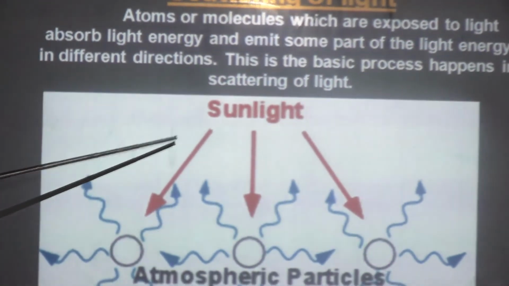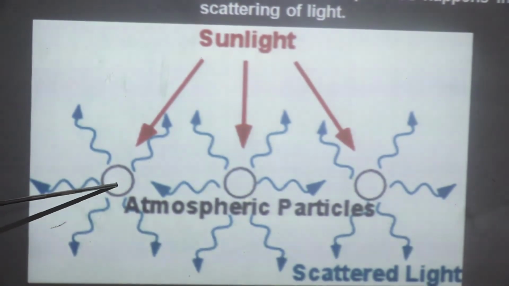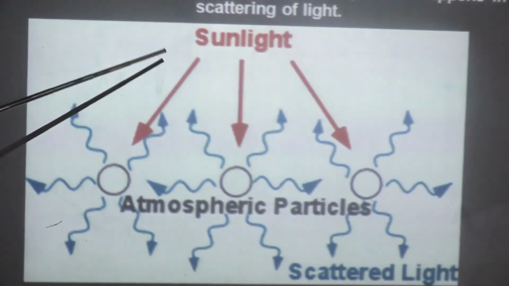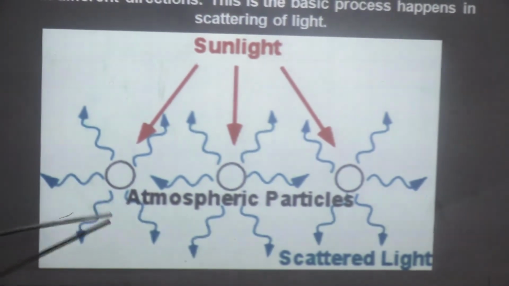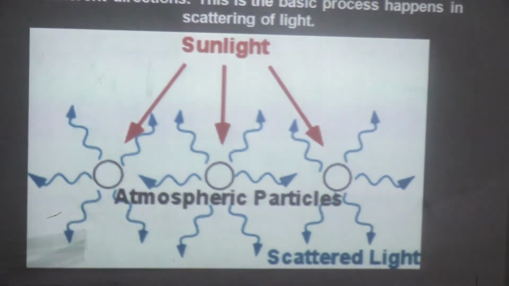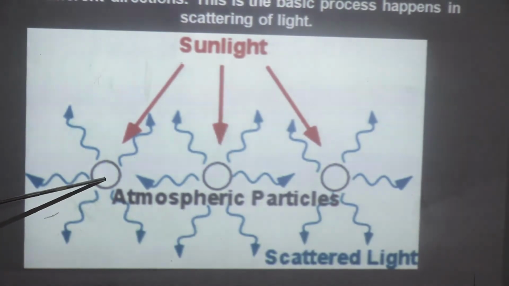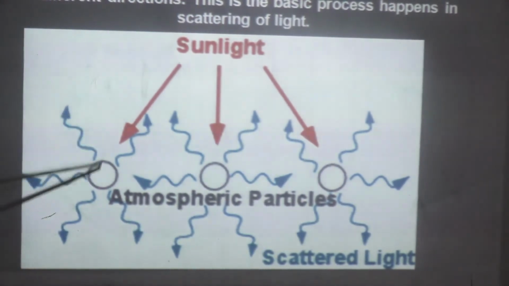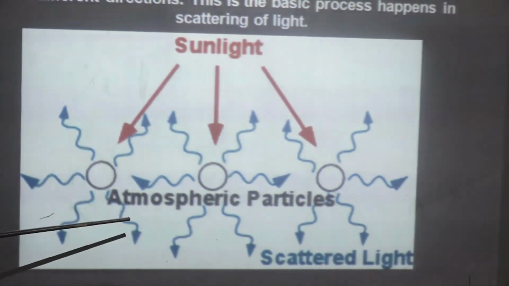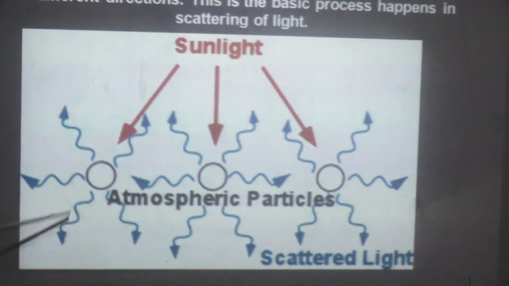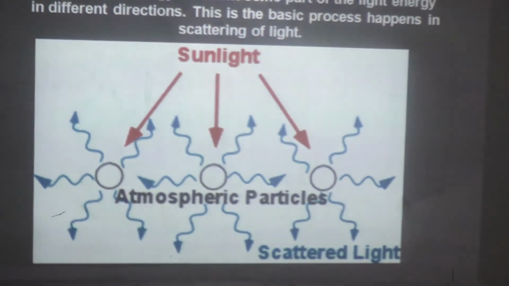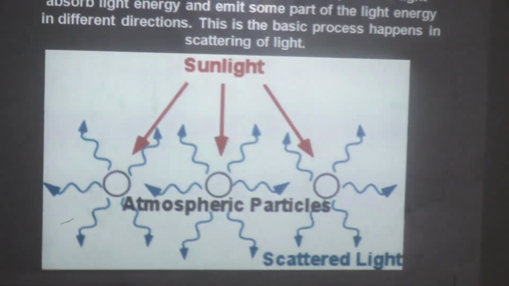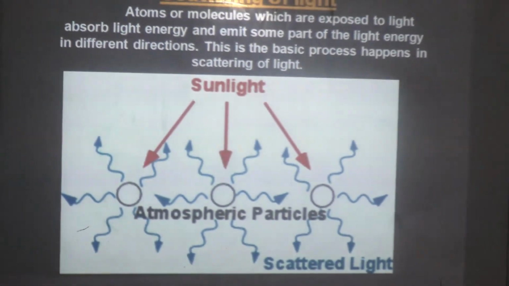When sunlight falls on the atmospheric particles, the sunlight has some frequency and some wavelength, and these particles also have some wavelength and frequency. Now, when the wavelength of these particles is comparable to the wavelength of the sunlight, then they can absorb, and the remaining wavelengths will be released into the atmosphere in different directions. This is the basic phenomenon of scattering, and it has a very lengthy explanation, but this is the basic phenomenon.